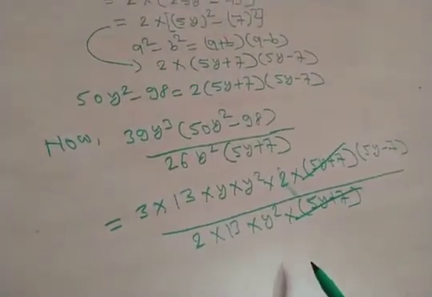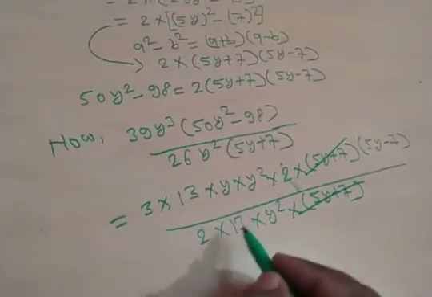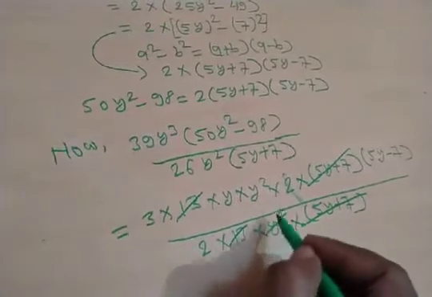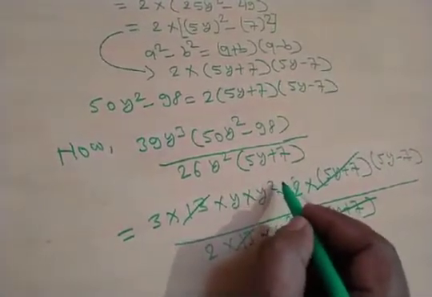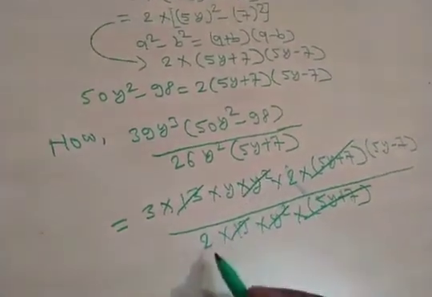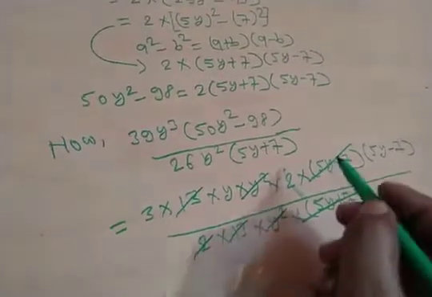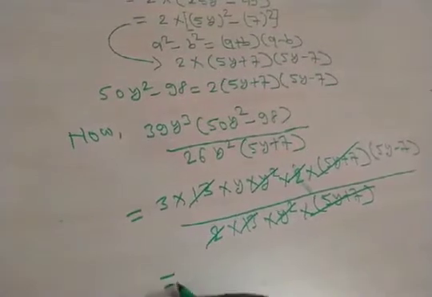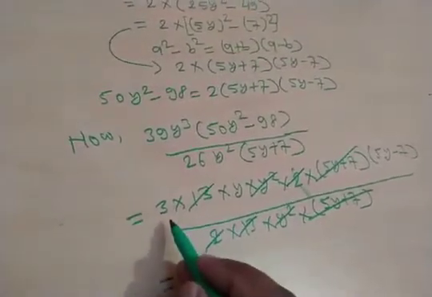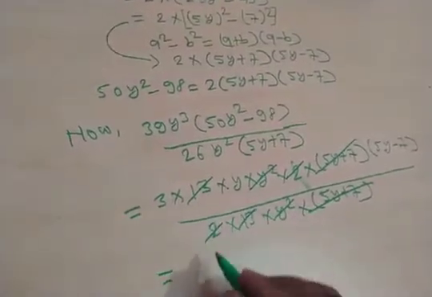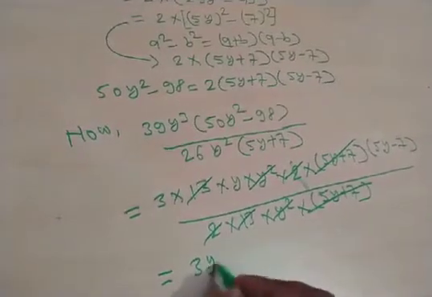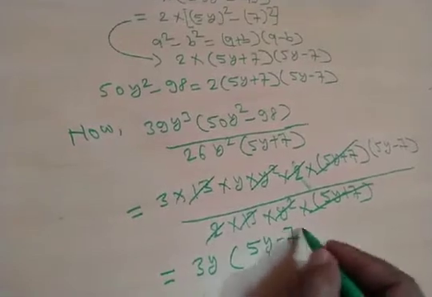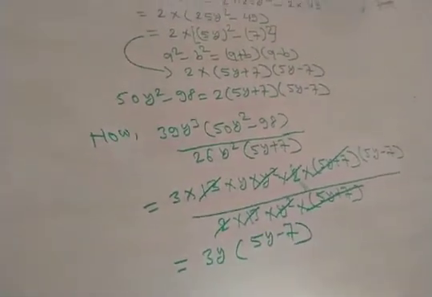So 5y plus 7 is cancelled. Okay. Now 13 cancelled. Y square cancelled, and these two cancel too. Okay. So we obtain your required answer, which is 3y into 5y minus 7. This is your answer. Clear?